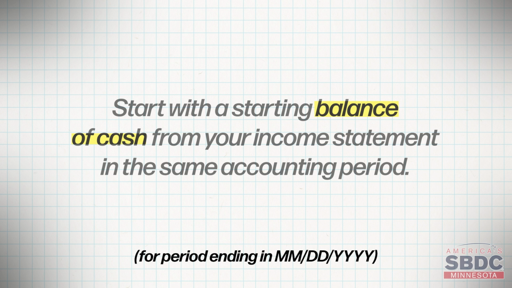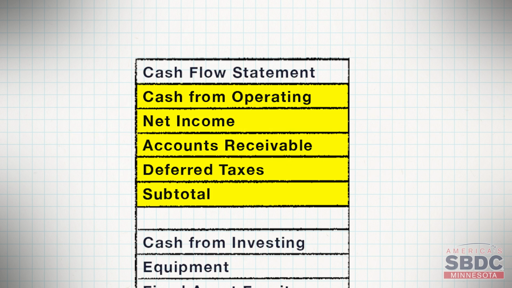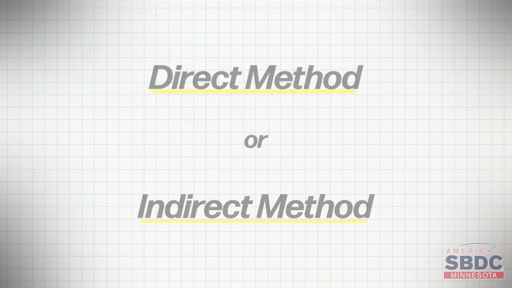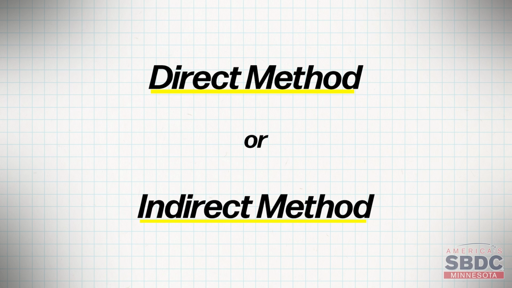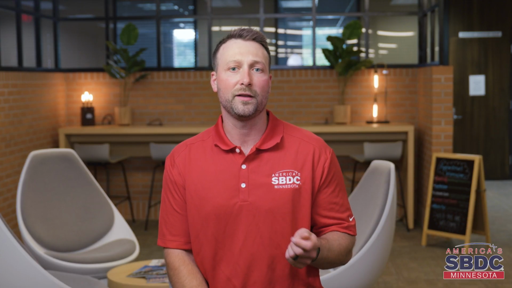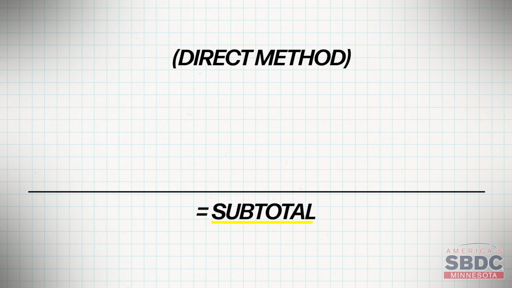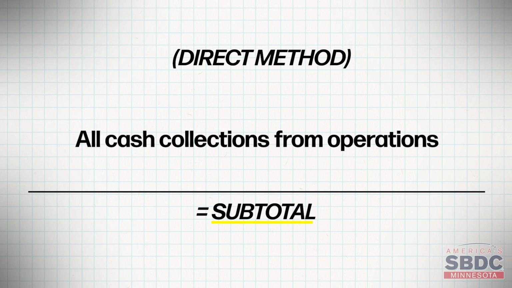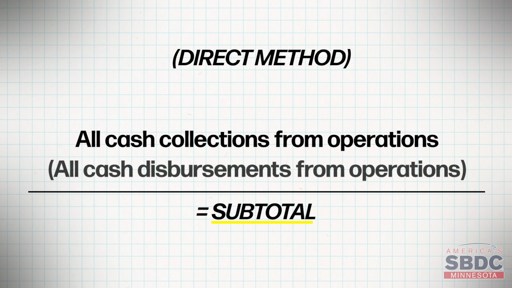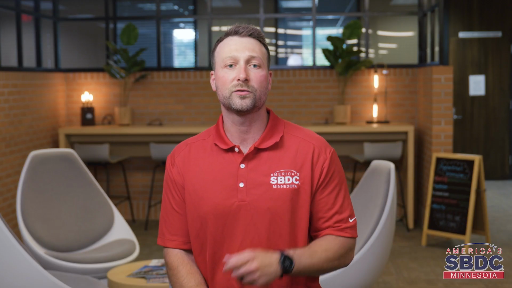To set up a cash flow statement, you'll start with a starting balance of cash from your income statement in the same accounting period. Next, you will calculate cash flow from operating activities. These operating activities will be either the direct method or the indirect method. The direct method of calculating cash flow from operating activities is a straightforward process that involves taking all of the cash collections from operations and subtracting all of the cash disbursements from operations. This approach lists all of the transactions that resulted in cash paid or received during the reporting period.